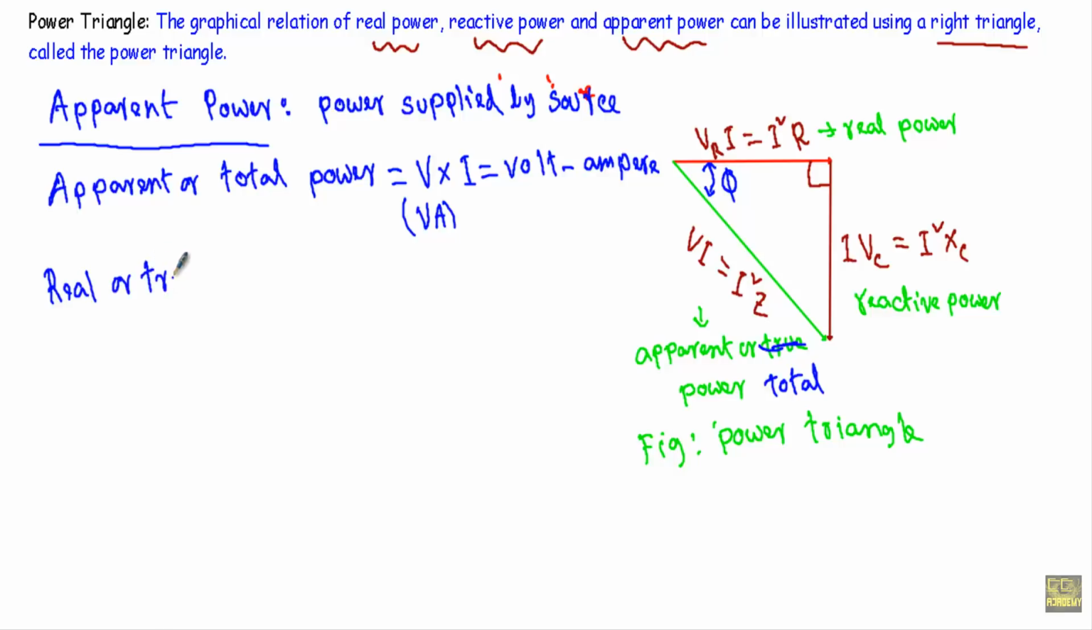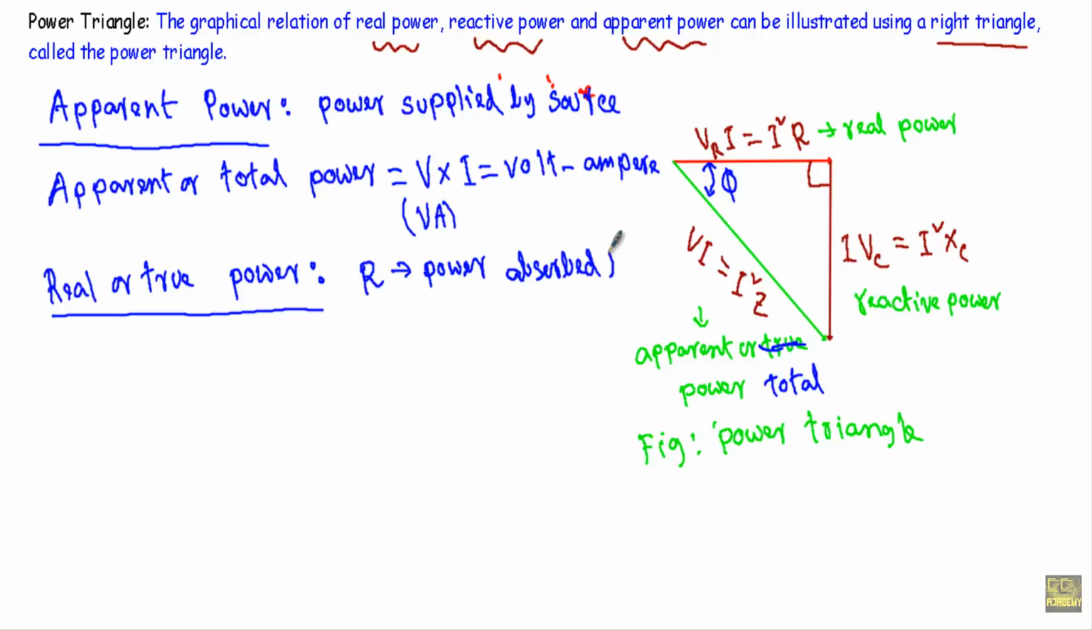Okay, after that, real power or true power or active power. What is real power? See, in an RC series circuit we will have a resistor. The power absorbed by the resistor, that power will be known as real power or true power, and in a circuit the work is done by the real power. Once the power is absorbed by the resistor, we cannot recover that power.